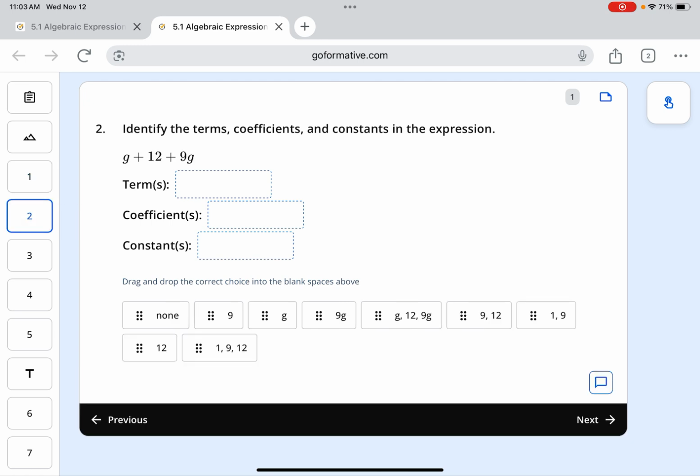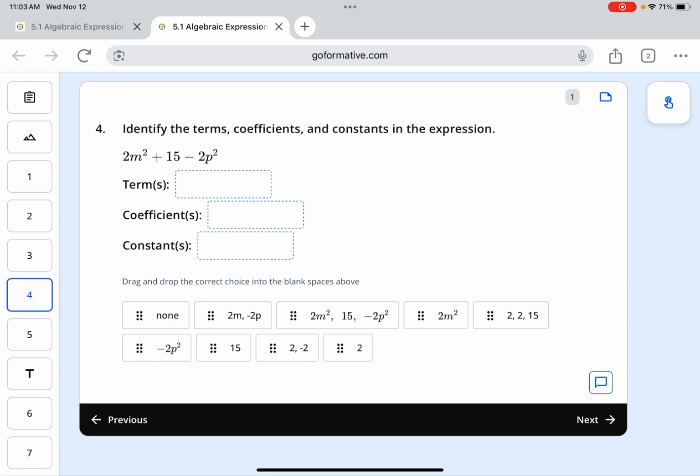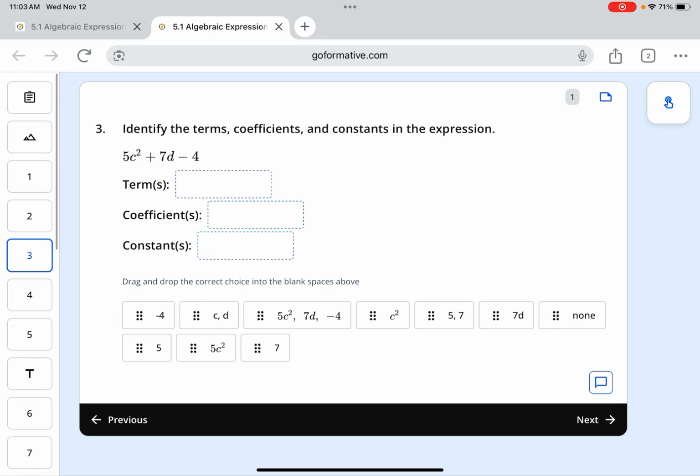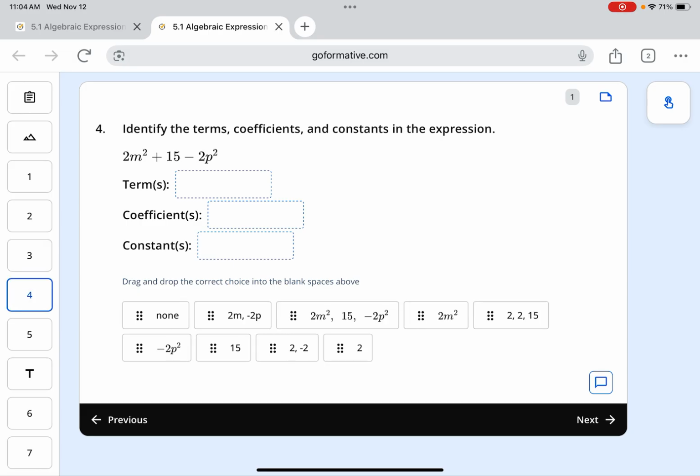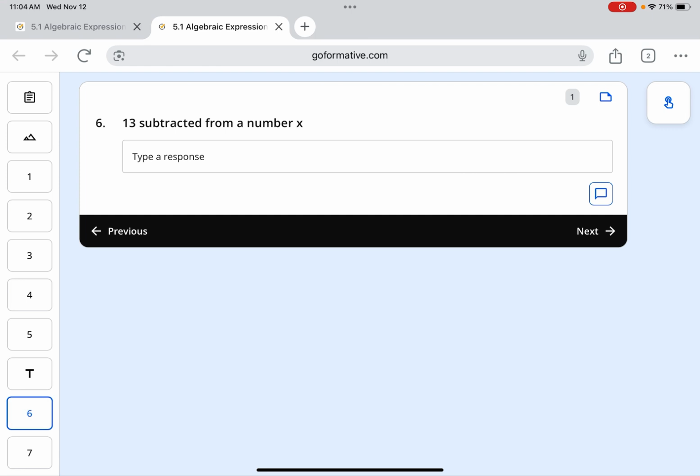Okay, 2 is the same. 3, 4. Notice on 3 we've got 5c squared. So the c, the variable, is squared on that one, okay? And I have another variable right there as well. So 2 variables in that expression. All right, 4 is the same, 5, 6.